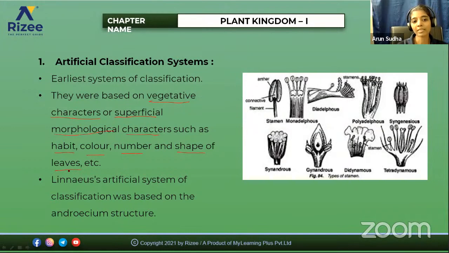If you classify as per these characters, for example the shape of the leaf or the number of leaves, it will differ from plant to plant, and it will also vary according to the environmental conditions. Sometimes if the soil contains more nutrients, there will be rapid growth of the plant. The number of leaves may also change as per the season, when there is leaf fall. So earlier they took into account the vegetative characters or superficial morphological characters, that is, only the external appearance.